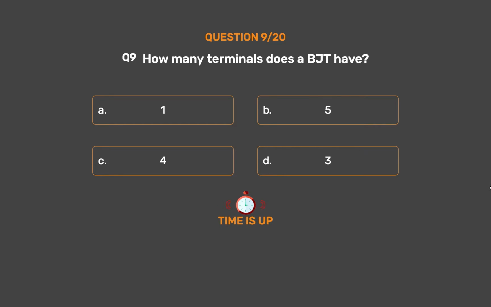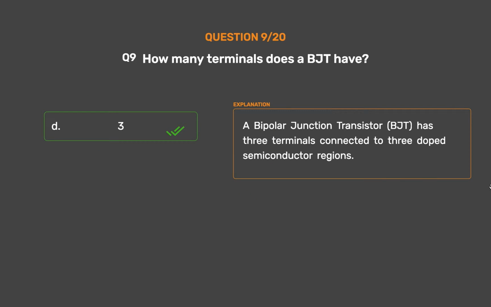The correct answer is option D. 3. A bipolar junction transistor, BJT, has 3 terminals connected to 3 doped semiconductor regions.